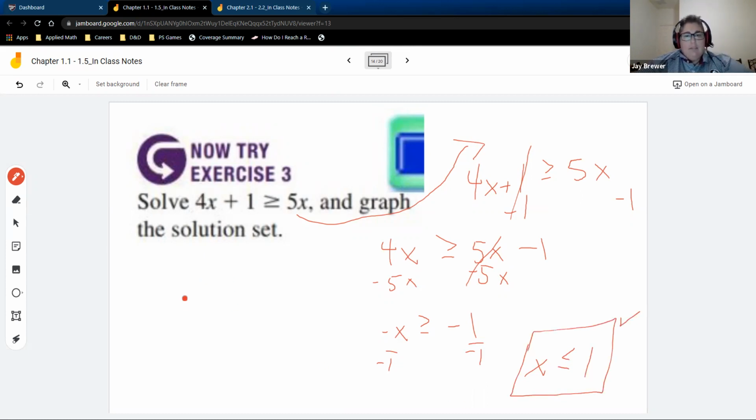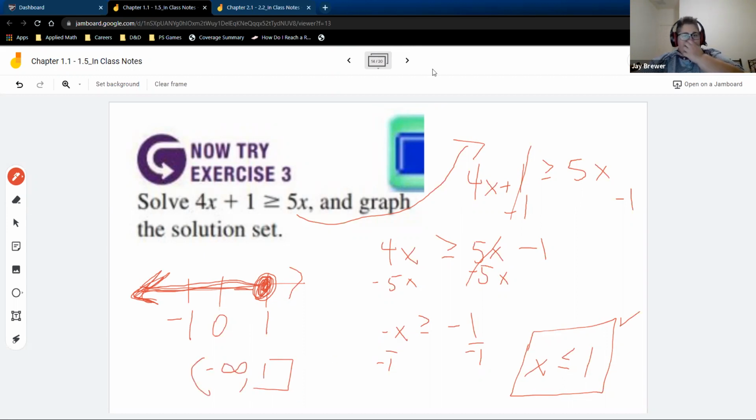Okay, so if we were to graph this, we're going to go solid circle because we have an equal to part, and then towards negative infinity. And then if we had to do the interval notation, it would be a bracket, negative infinity, parenthesis.